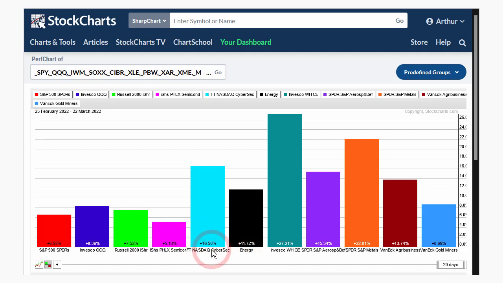This is CIBR. XLE Energy outperforming. There is Clean Energy PBW up 27%. So these are the leaders. Defense and Aerospace XAR up 15%. Metals and Mining XME up 22%. Agribusiness MOO up 14%. Gold miners, not as much. They're up 8.7%, but they are outperforming. This is a volatile one, though, but gold is in an uptrend.